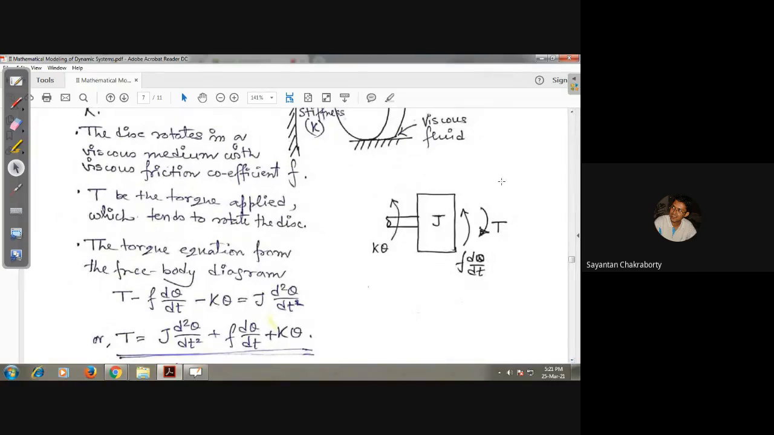So this is the free body diagram where this is the force applied. The viscous friction coefficient component will tend to oppose that. K theta will tend to oppose that as well, right? Similarly, the component of inertia will also tend to oppose the motion. So the entire equation will finally take this form. If you go back to the original equation, it will be the same as that equation. The only difference is that in this case, the elements are angular velocity, angular acceleration, and angular displacement.